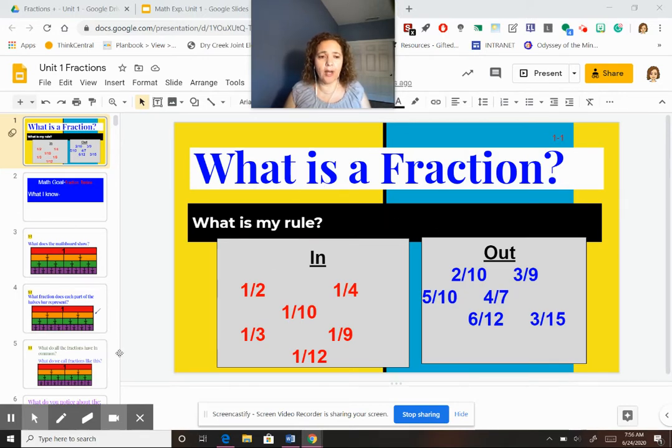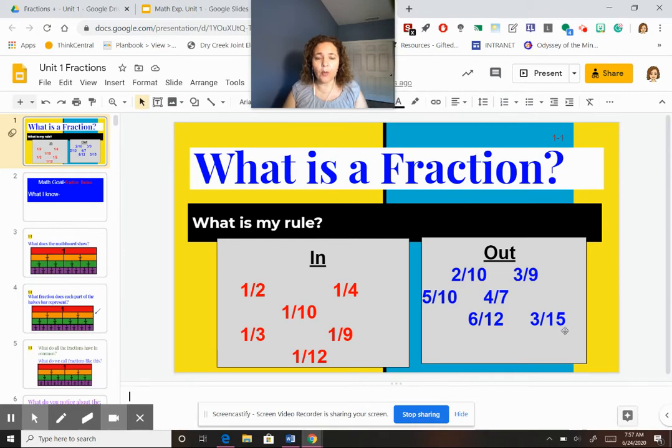What is a fraction? Okay, before we get started, I want you to look at these two boxes and I want you to think about what my rule is. So I have a rule here. In my inbox, I have 1/2, 1/4, 1/10, 1/9, 1/12, 1/3. In my outbox, I have 2/10, 3/9, 5/10, 4/7, 6/12, and 3/15. So what do you think my rule is? Stop the video, think about it, and then come back to me.